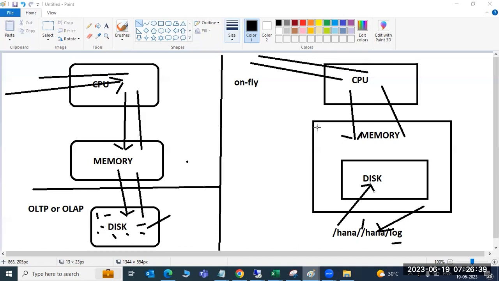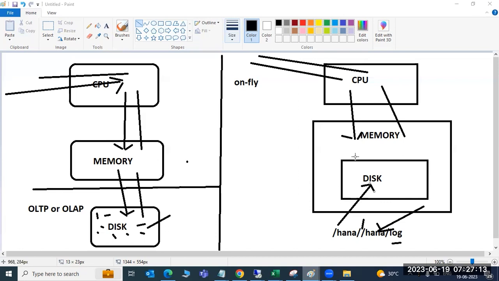We have one copy of data. There is no downtime, because downtime means HANA is stopped, right? When you start the database, it won't start immediately. First, it will load all the data from disk to main memory. Then after that, it will accept the operations.